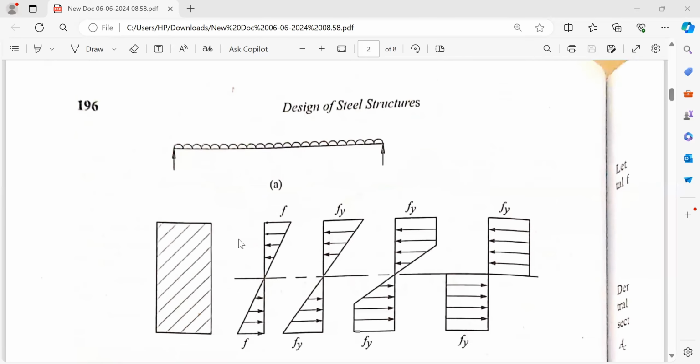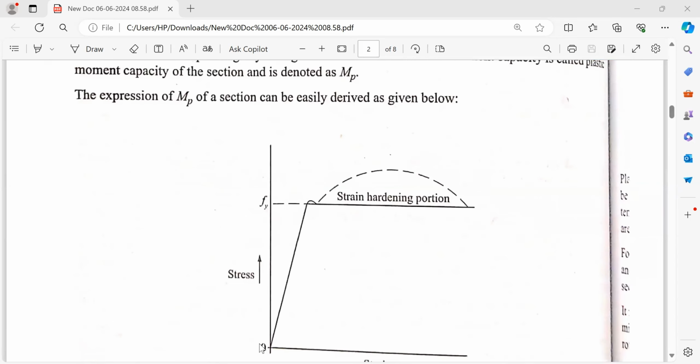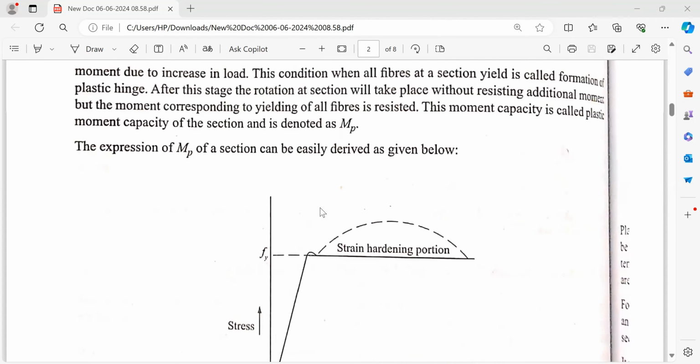So if you consider this diagram, within the elastic limit only we are considering the stress. Now we'll consider beyond the elastic. That is lower yield point, upper yield point, and plastic range will be here. After this plastic range, a small value is there. Then the strain hardening stage will come. The dotted line is the strain hardening. In between the elastic limit and the starting of the strain hardening, the plastic range will be there. That we will consider.